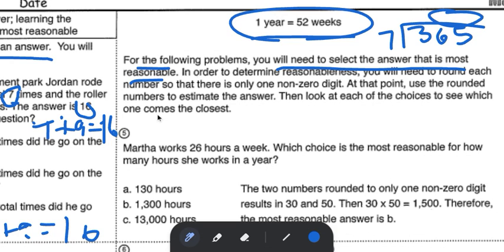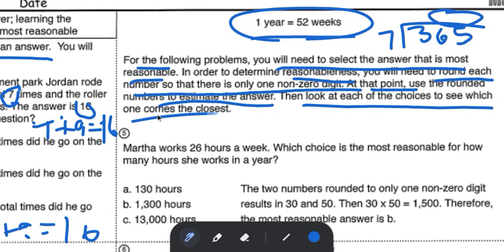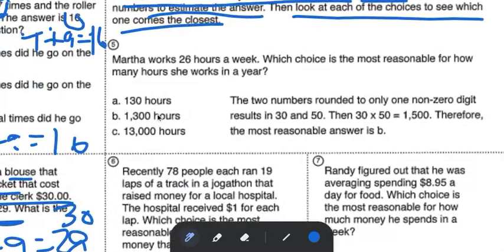Anyway, back to this. For the following problems, you will need to select the answer that is the most reasonable. Reasonable means the closest. In order to determine reasonableness, you will need to round each number so that there is only one non-zero digit. At that point, use the rounded numbers to estimate the answer. Then look at each of the choices to see which one comes the closest. I cannot tell you how many times I've had to help kids on these because they try to find the exact answer. But we're going to find an estimation of the answer, a close answer. I'll show you how that's done.